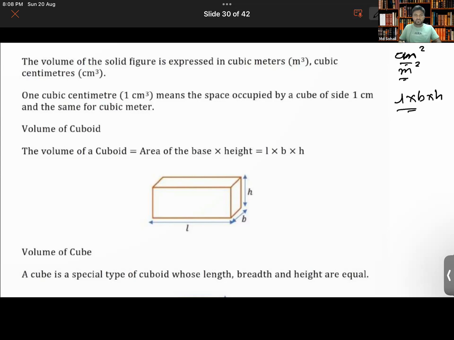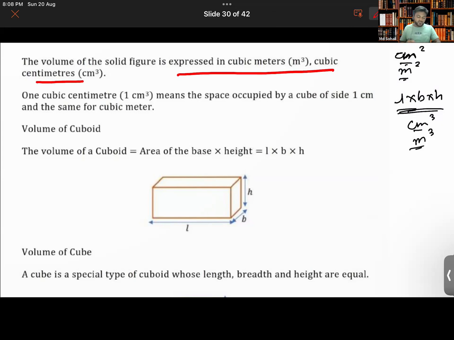For example, it's a formula to find the volume of a cuboid and cube. So here you are seeing all the three dimensions are being multiplied. So the unit will be cubic meter or cubic centimeter. Getting it now? So that is what is being expressed here. The volume of a solid figure is expressed in cubic meter or cubic centimeters, right?